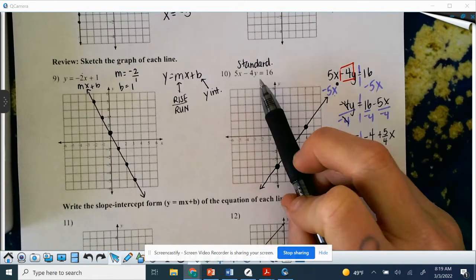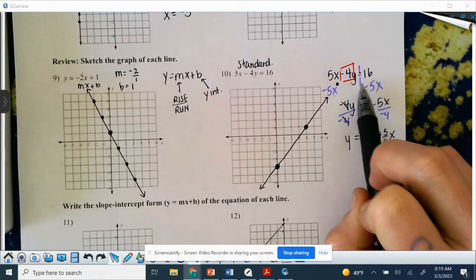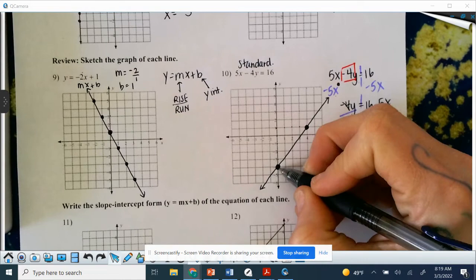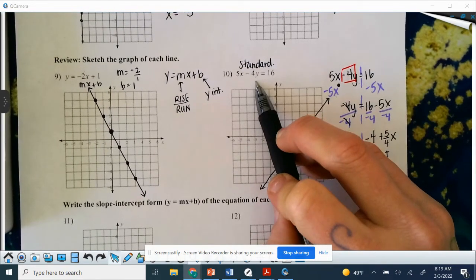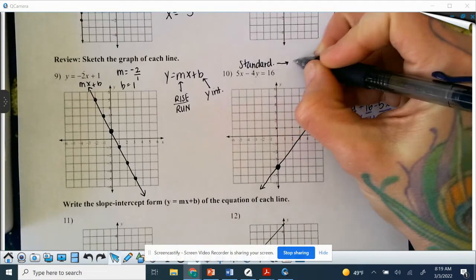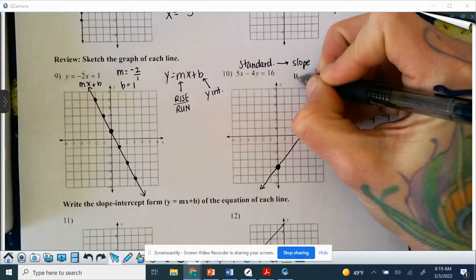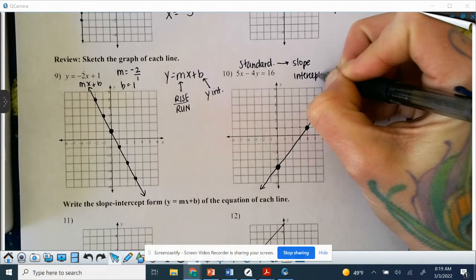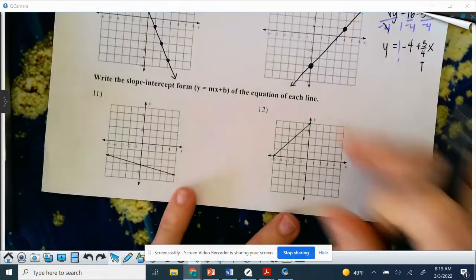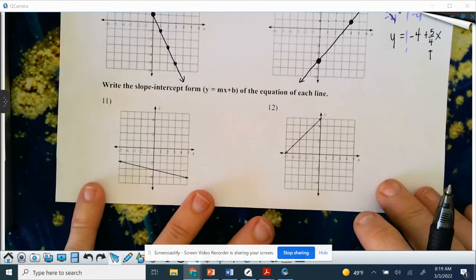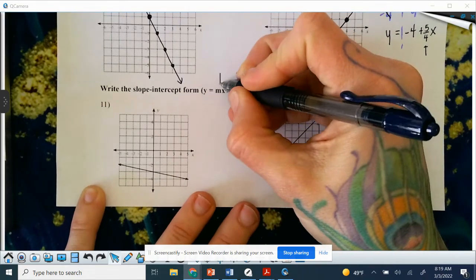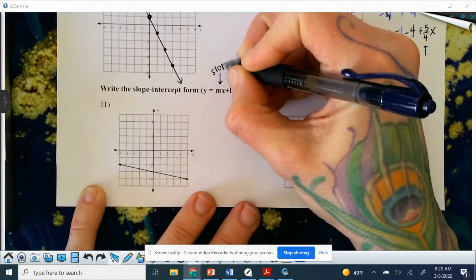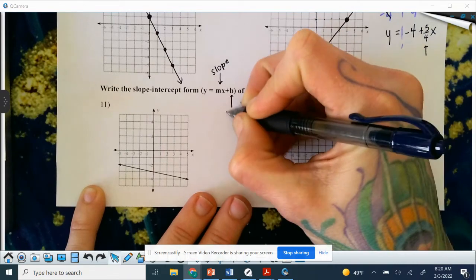In standard form, you have to get y by itself to be able to graph by plotting a y-intercept and counting out your slope. You can't find that in standard form. So you need to go from standard to slope-intercept form, same as we did with our horizontal and vertical lines. So write the slope in y equals mx plus b, the slope-intercept form of this line. All you need is the slope, counting it like we did before, and where it crosses the y-axis, the y-intercept.